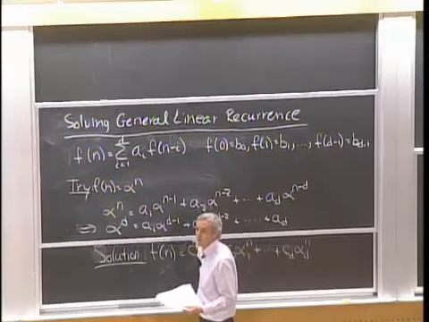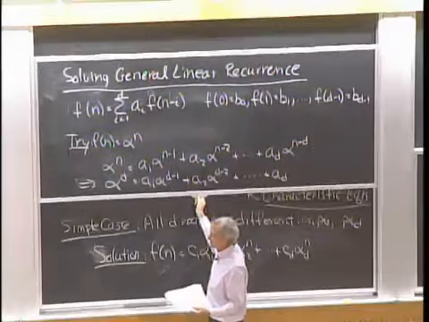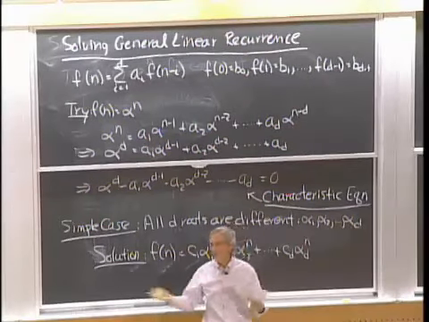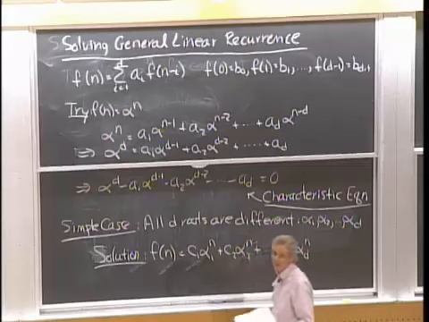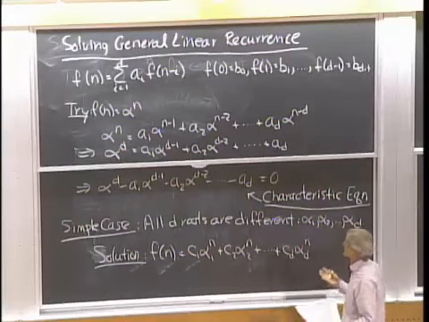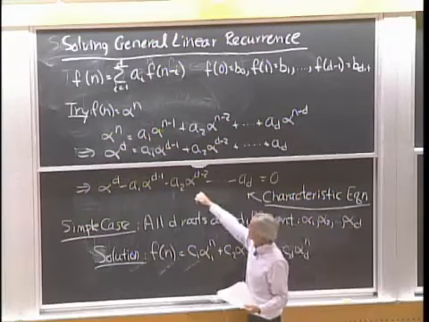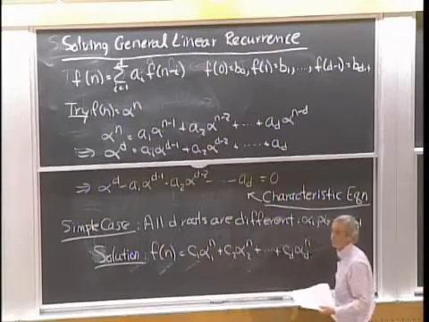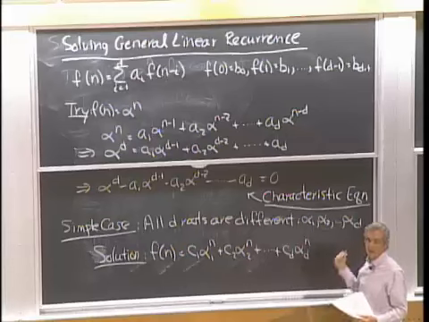2, 3, 4. I don't think we'll ever ask you anything beyond 4 because it gets to be a pain to do. Typically, it's 2 or 3. Sometimes even just 1. And then that becomes the power of your characteristic equation. It's the order of the characteristic equation. Any other questions?